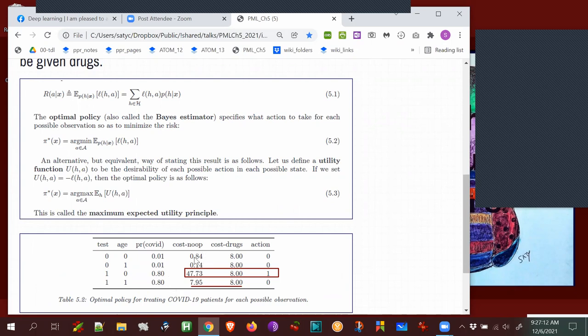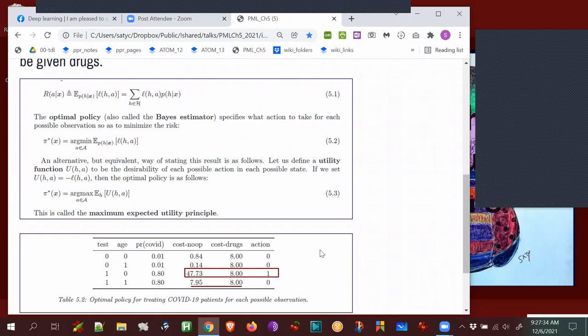And the cost of no op is, again, these are the values, and the cost of drugs. So if you look at this, in all of those, these are smaller. No op is smaller, no op is smaller, no op is smaller. No op is much bigger. So then for a young person, the test positive, the cost of doing nothing is bigger than the cost of doing something. So you choose them for administering a drug.